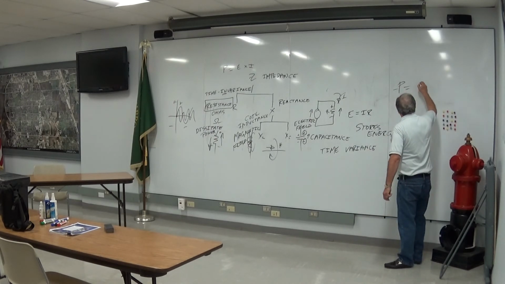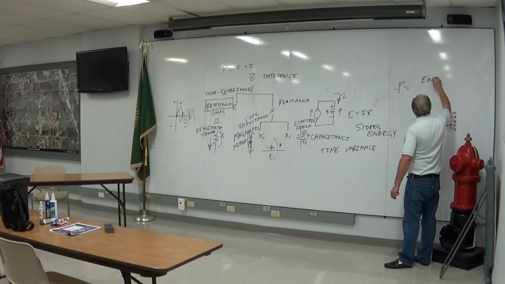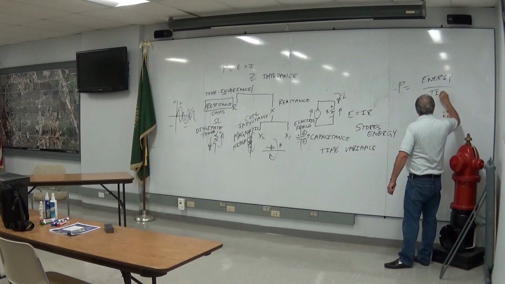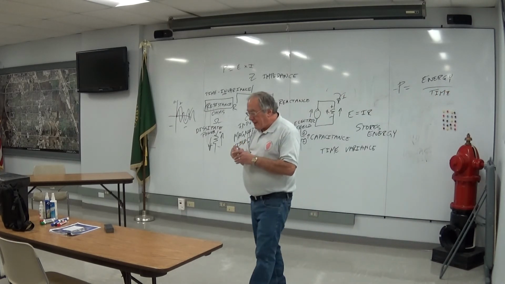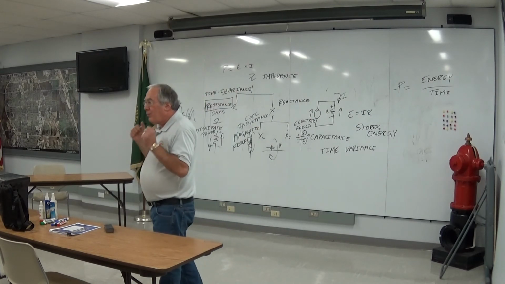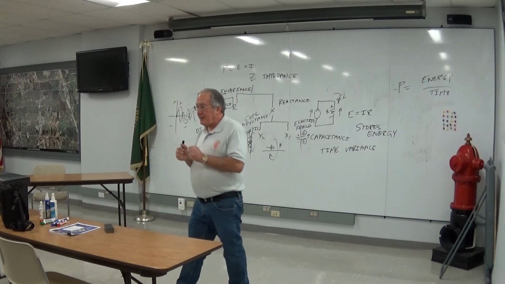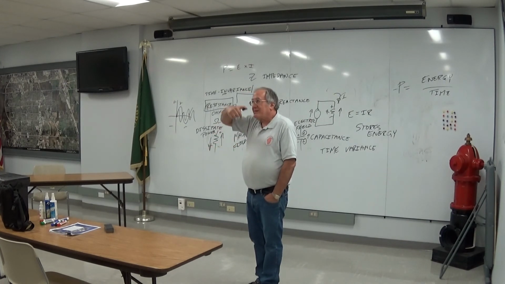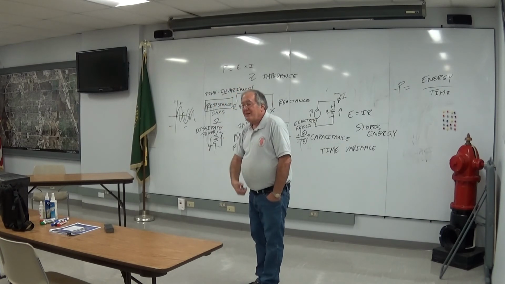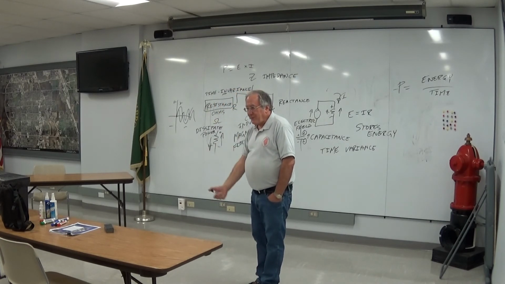Power is energy per unit of time. It's the rate at which energy is either created or consumed. So when you get an electric bill and you're charged in kilowatt hours, you are paying for energy. A watt is a unit of power. It's a joule per second to be exact about it. It's how fast this energy is either created or consumed.